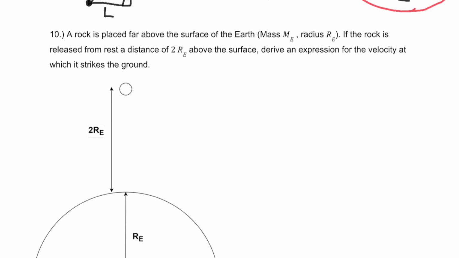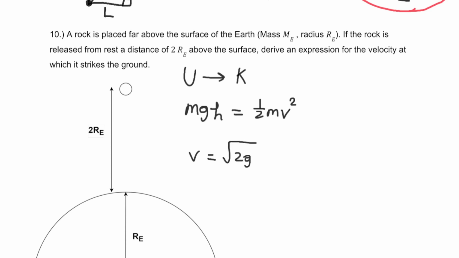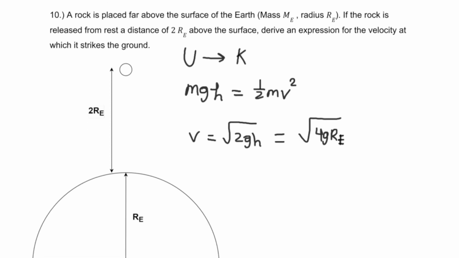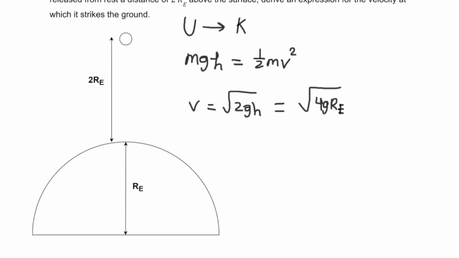So, it would be tempting just to say that U is getting turned into K, and then we say that mgh equals 1/2 mv squared. So v is square root 2gh, which would be square root of 4gRe because we're 2 Re's above the surface. This is actually going to give us a wrong answer because it assumes that g is constant.